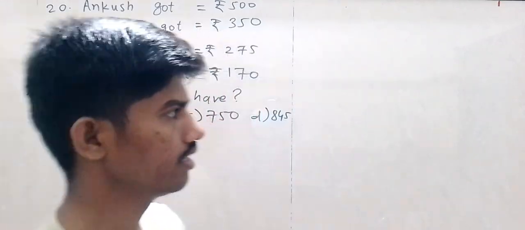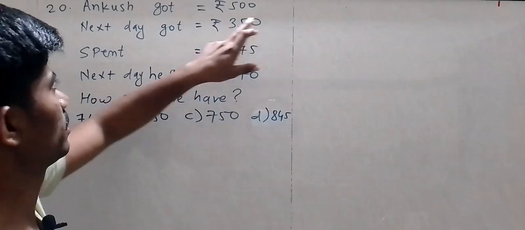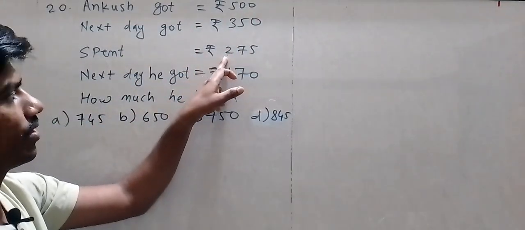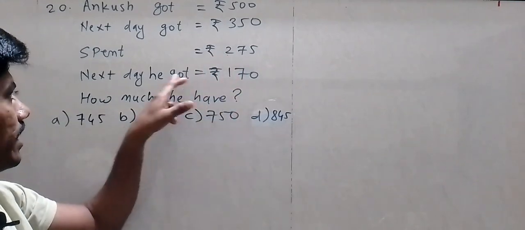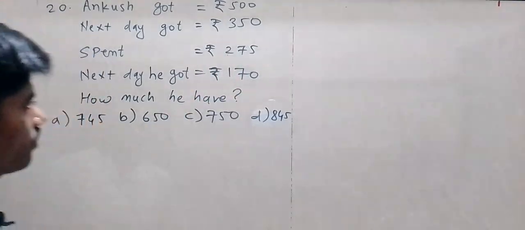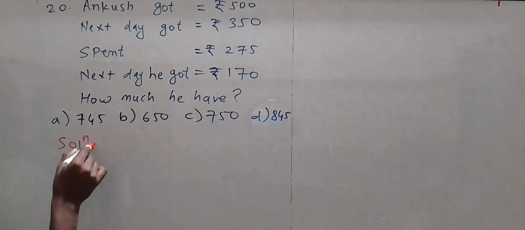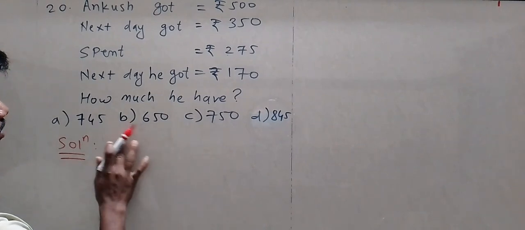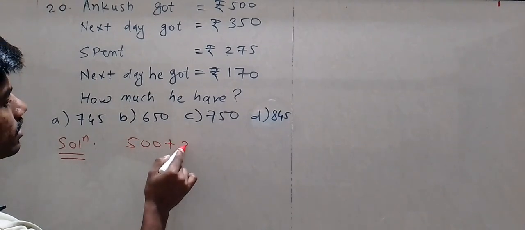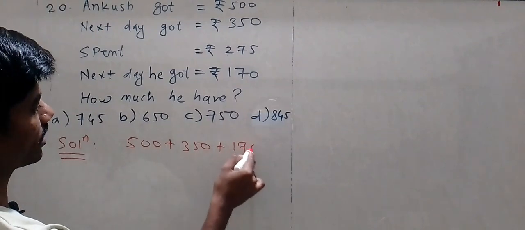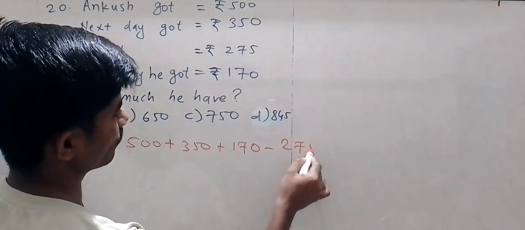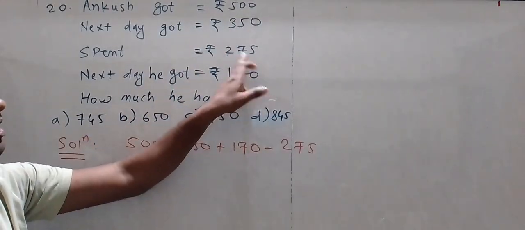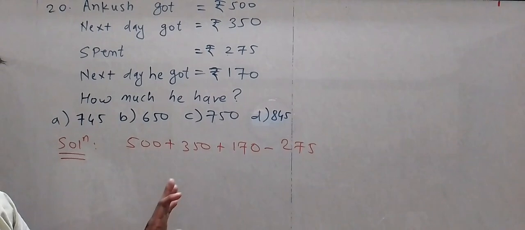So we have to basically find out how much money he has right now. We are taking the plus or minus sign because he got 500, after that 350, and he is spending 275. Again he is getting 170. So in normal format: 500 plus 350 plus 170 minus 275. This is just a basic concept: add, and this one subtract, because he is spending the money.